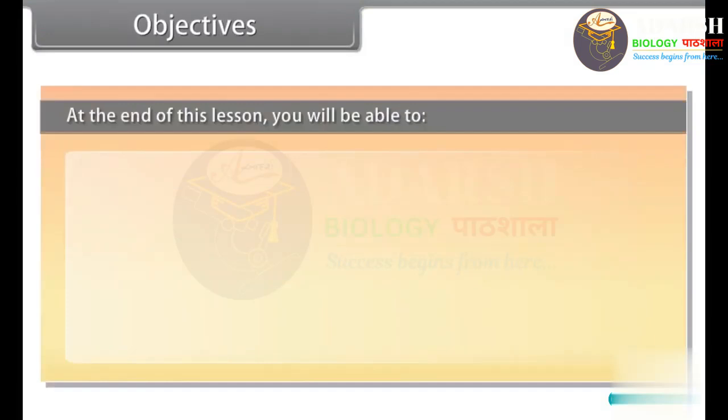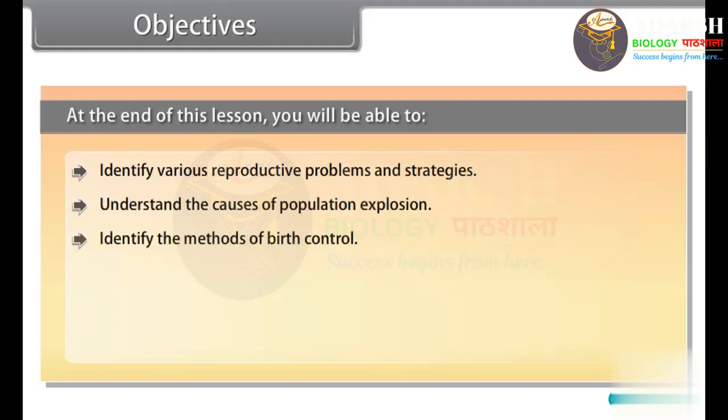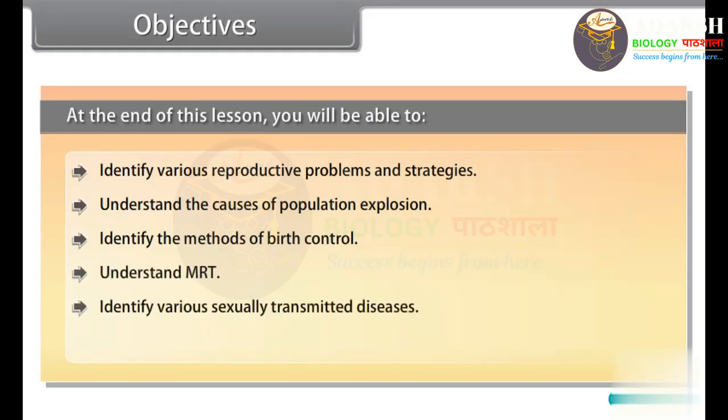Objectives. At the end of this lesson, you will be able to identify various reproductive problems and strategies, understand the causes of population explosion, identify the methods of birth control, understand MTP, identify various sexually transmitted diseases, and understand the causes of infertility.